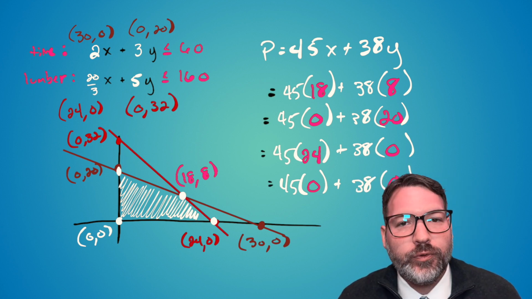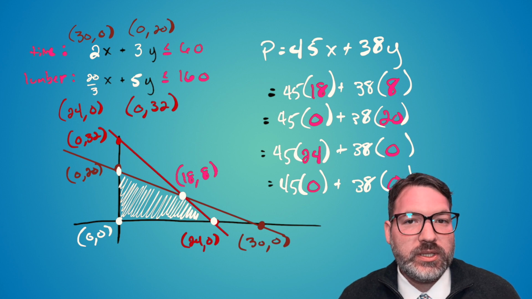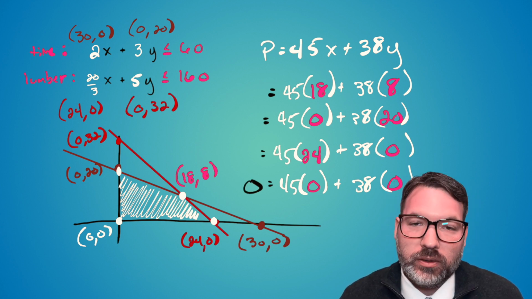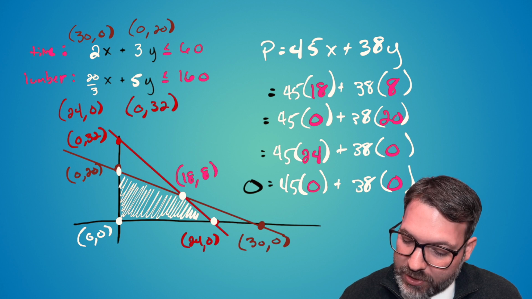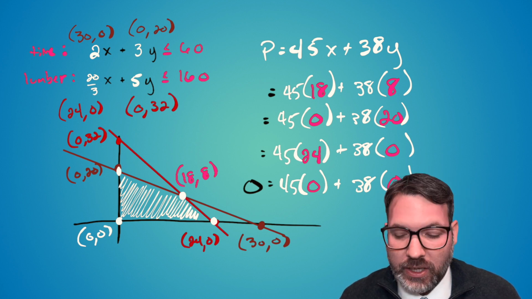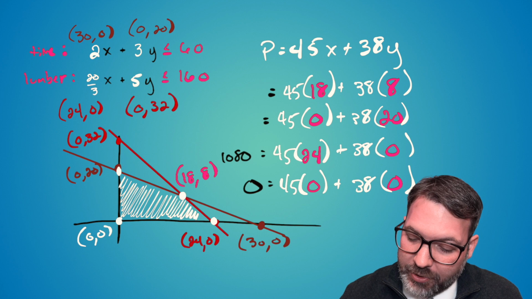Starting at the bottom, 45 times 0 plus 38 times 0. Obviously, if we make nothing, we make nothing. We make $0. 38 times 0 is 0 plus 45 times 24. That's 90 times 12. That's $1,080.